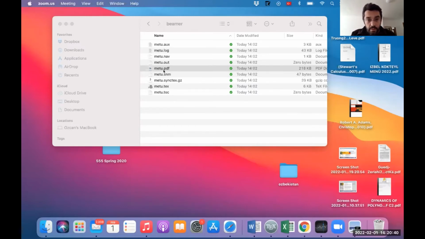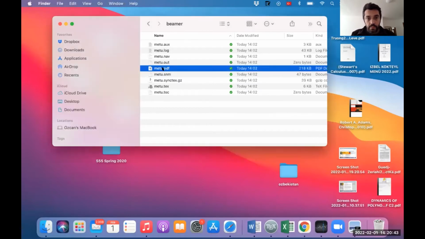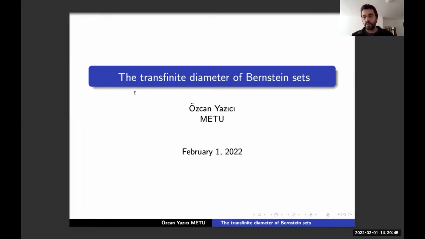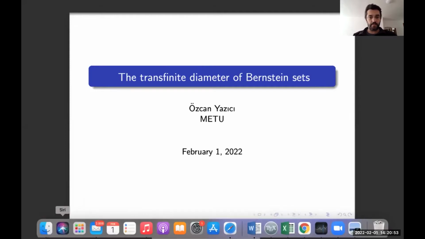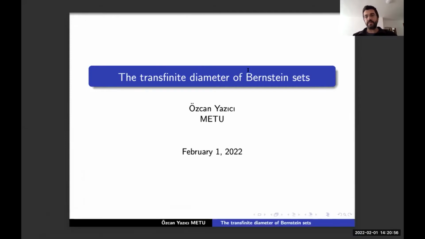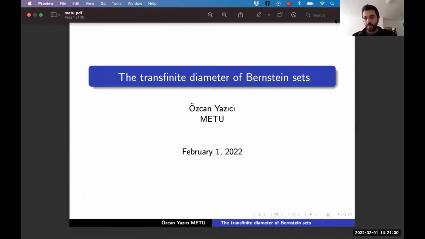Let me share this. All right, so this talk will be in several complex variables, and I will talk about the transfinite diameter of Bernstein sets. I will explain all this: what is the transfinite diameter, and what are the Bernstein sets?